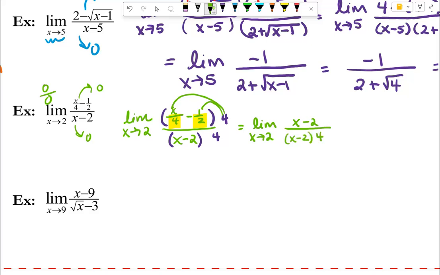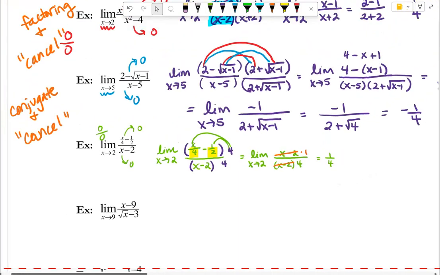And now you can see why I said hold off on distributing the 4 in the denominator, because we would just have to factor it out again. So now we can, again, cancel, quote unquote, factors of x minus 2. We're left with a 1 on top. And so our limit value, there's no more x's. There's nothing left to plug in. Our limit value is 1/4.